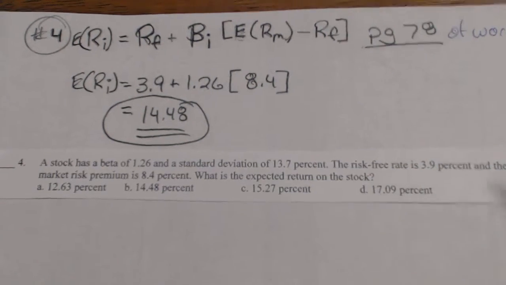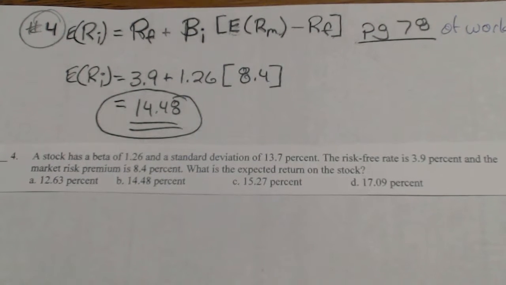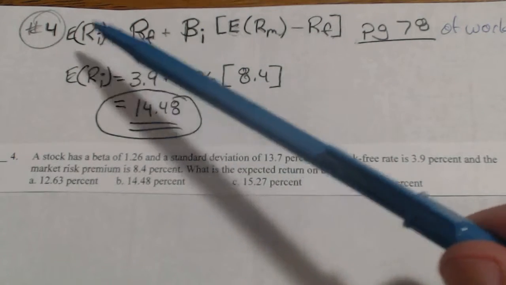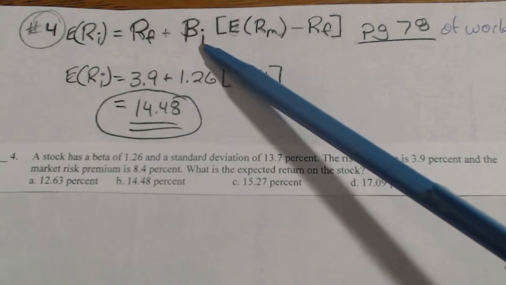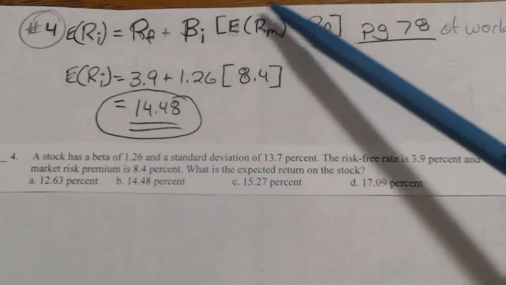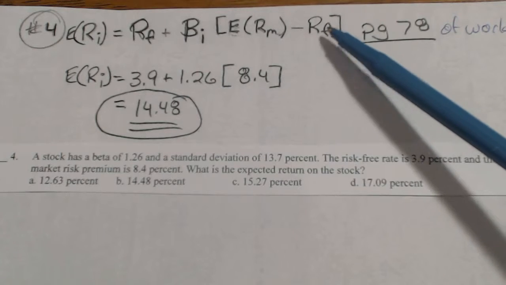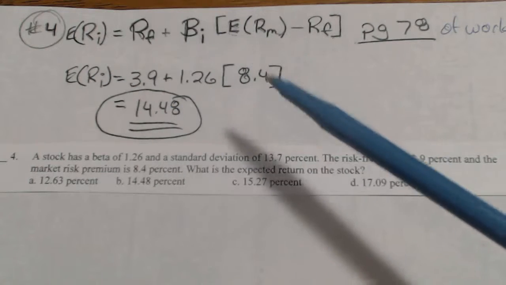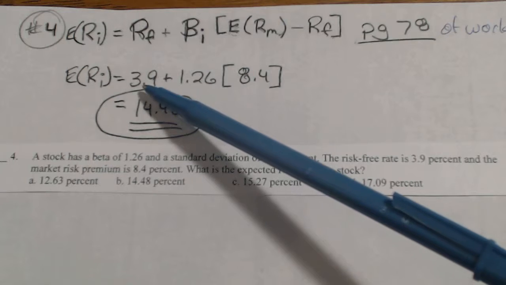Okay, so let's go back to this question. They give you the standard deviation, which you don't even need, but they just throw that in there to throw you off. So here's that formula. The expected return on I, an individual stock, equals the risk-free rate plus the beta of that individual stock times the market risk premium, which is the expected return on the market minus the risk-free rate. So you just plug those numbers in, because they're just asking you for the expected return on an individual stock.